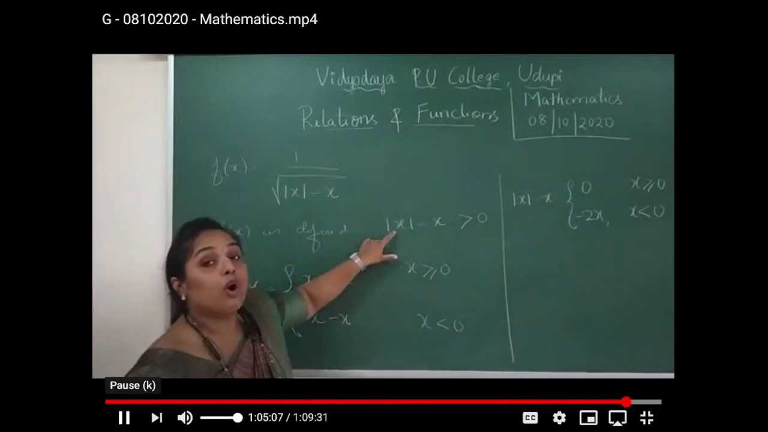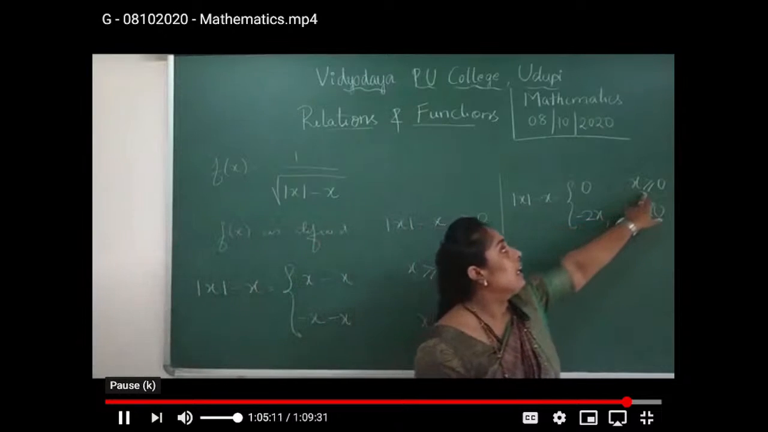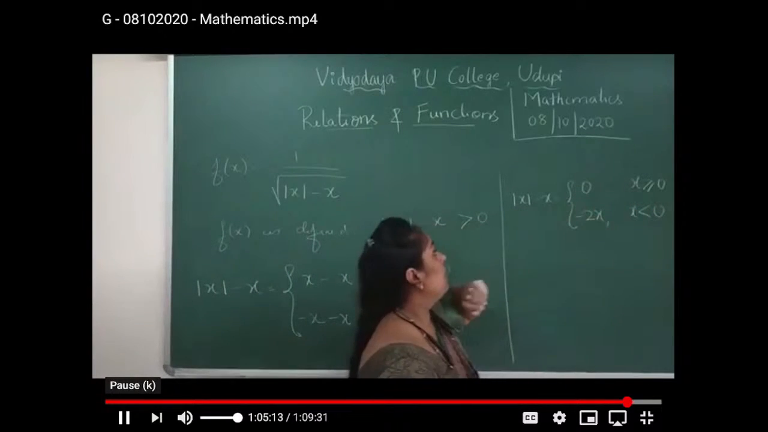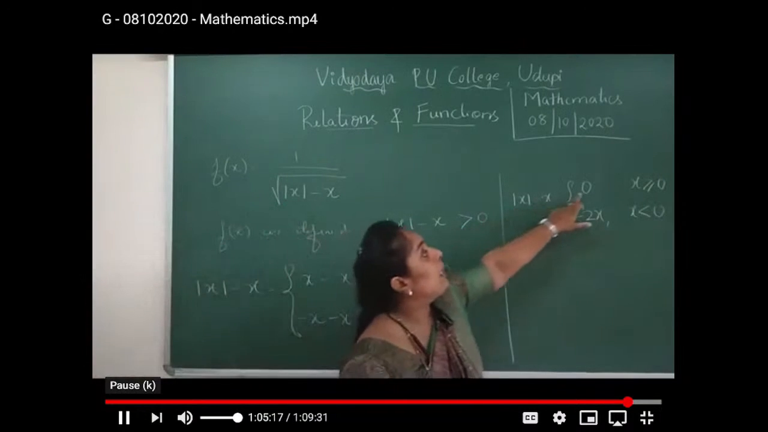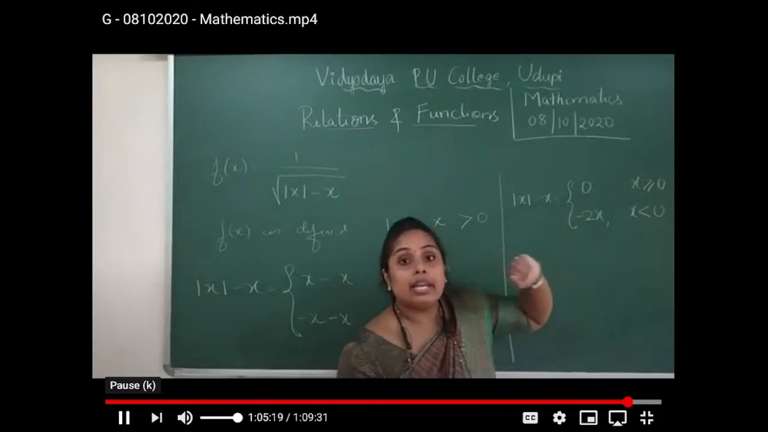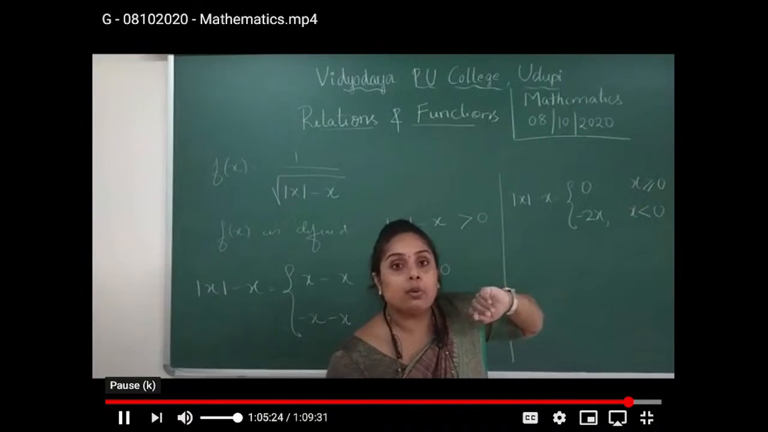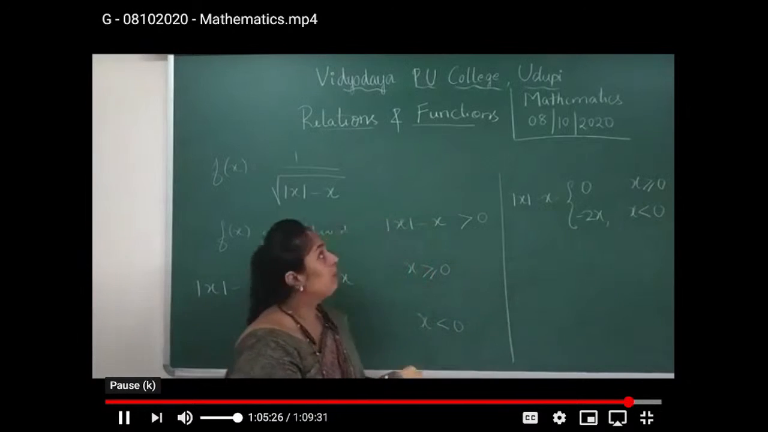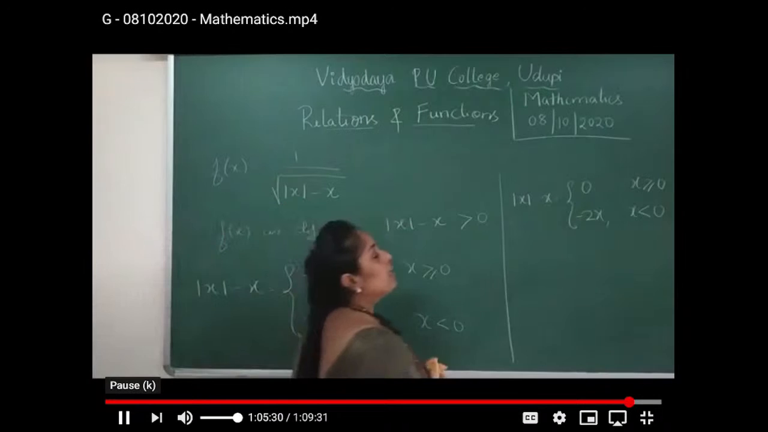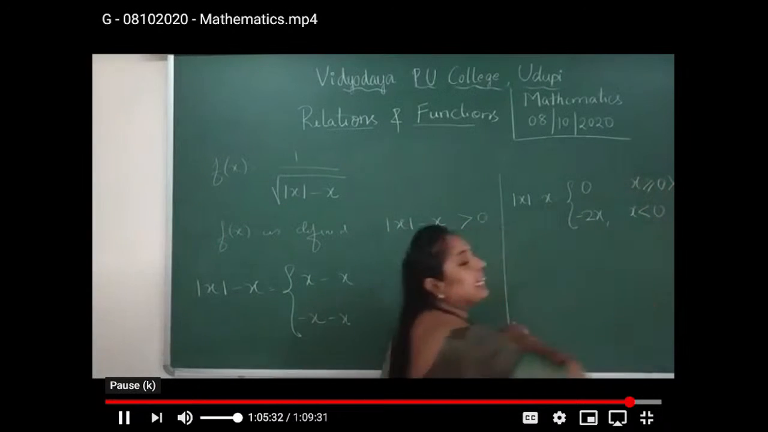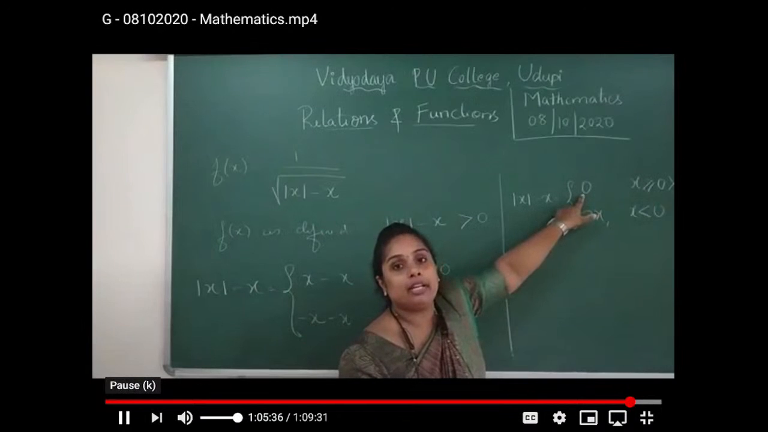The denominator should be always greater than 0. What happens? Here in the denominator, mod x minus x will become 0 when x is greater than or equal to 0. Look here, I should not get 0 in the denominator, then it will be not defined. So this should not be the given condition, because I am going to get 0 in the denominator.